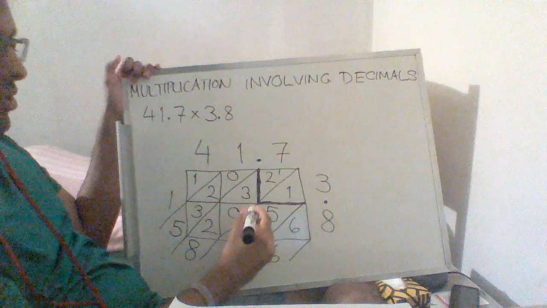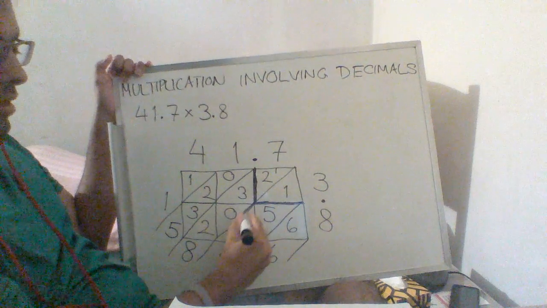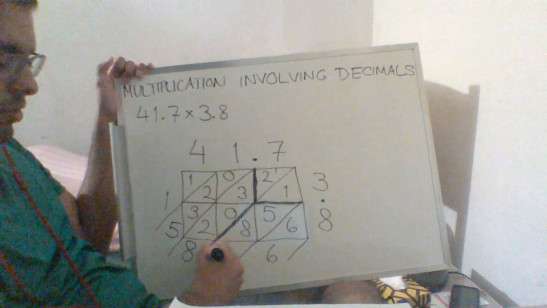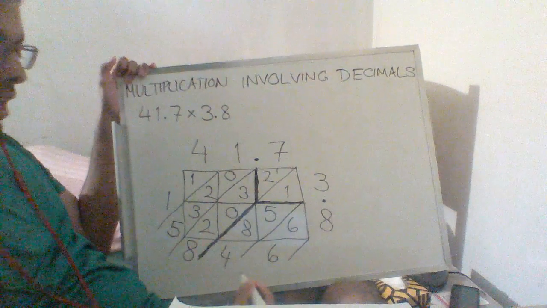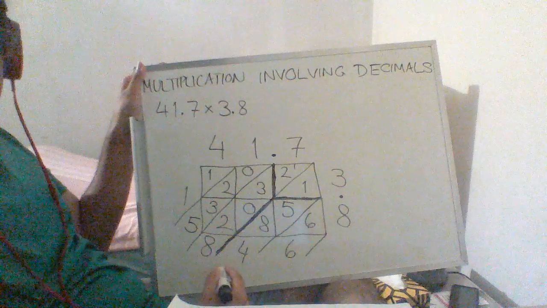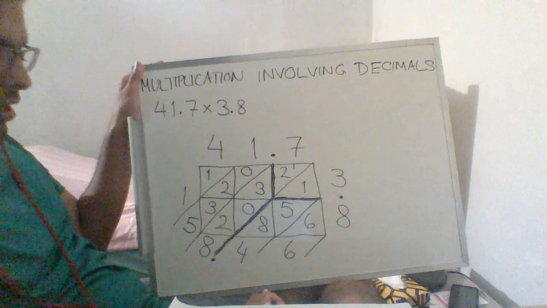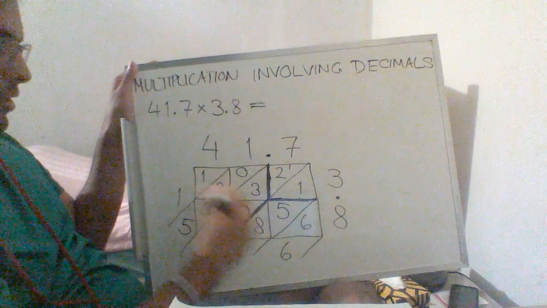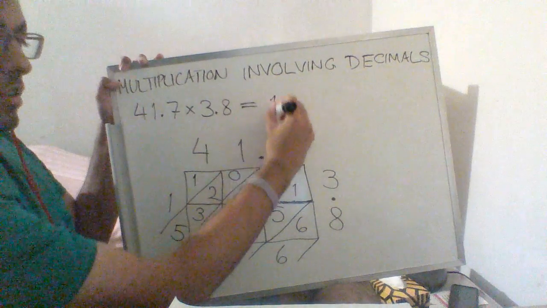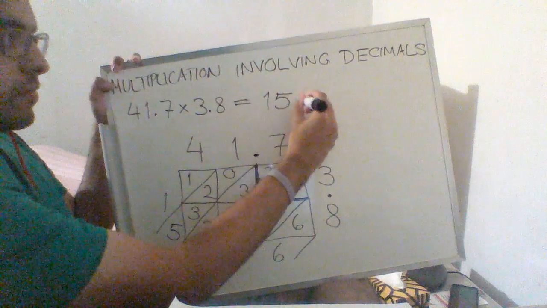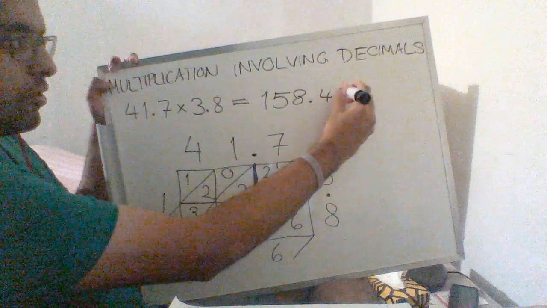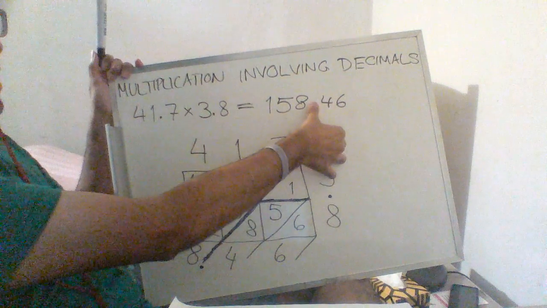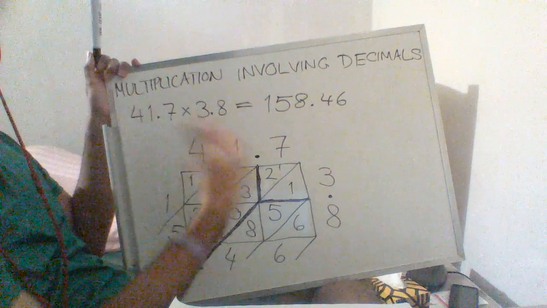And then from there, they're just going to follow the diagonal that they're on. So they're going to meet at a corner, and there's going to be a diagonal that's going down towards the left. So they're just going to follow that diagonal down, and that's where you're going to plonk your decimal. So you're going to put a dot right there. And so you would get that your final answer in this case is 158.46. Alright, so without that decimal point, it would have been 15,846 if we didn't have any decimals here.